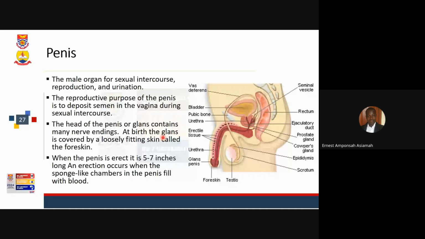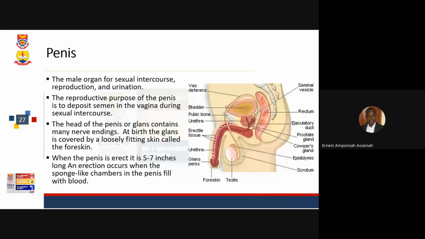The head of the penis is what you call the glans, and it contains many nerve endings which are stimulated during sexual arousal, and this helps to bring about ejaculation, which is at the point of orgasm. Now, at birth, the glans penis is covered by a skin, which we call the foreskin, and when it is removed, that is what brings about the process of circumcision.